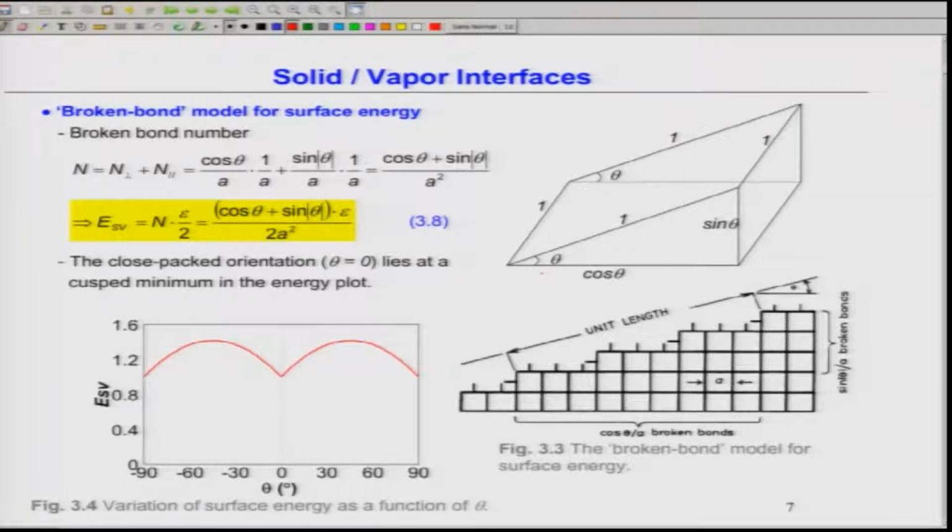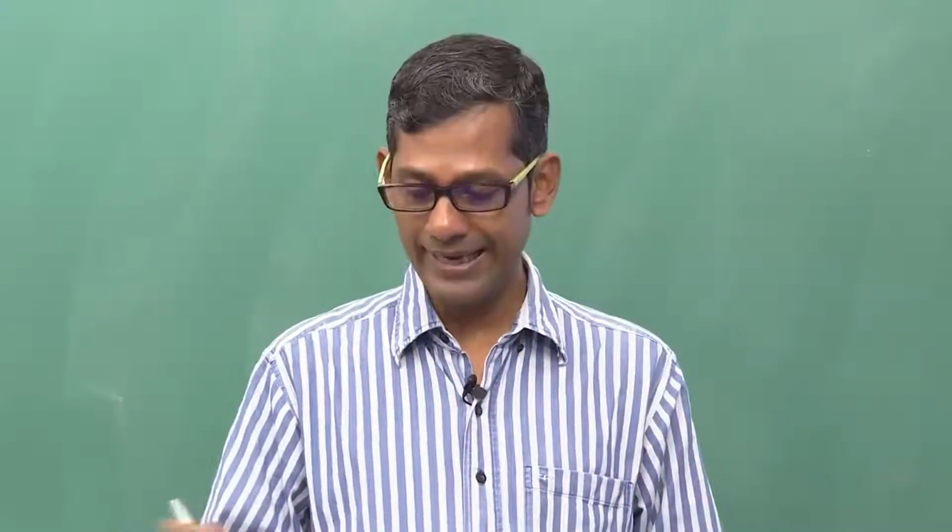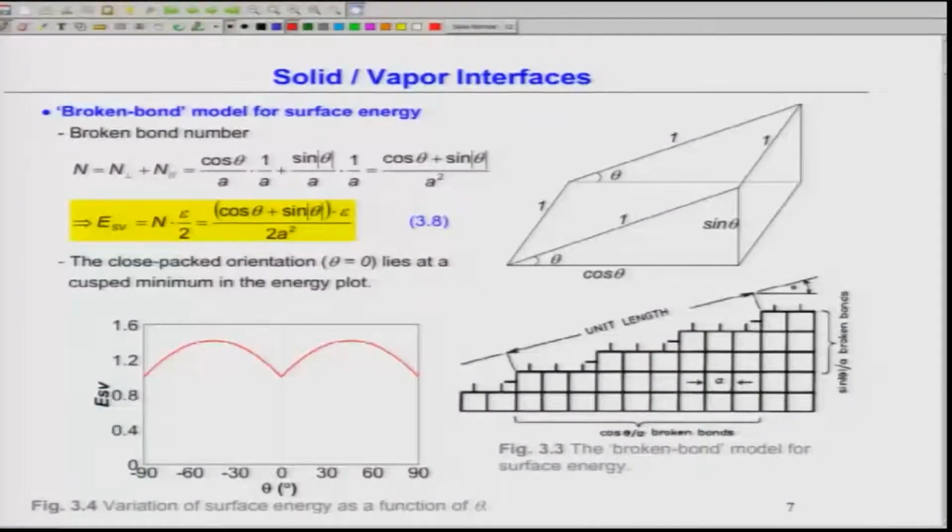So then what actually happens? The total surface energy is equal to n multiplied by epsilon by 2, and here n becomes cos theta plus sin theta by a square, so it becomes cos theta plus sin theta multiplied by epsilon by 2a square. Now that means interfacial energy is a function of theta. It is also a function of a, the distance between the planes, which is the interplanar spacing depending on whichever plane. That can change depending on the planes, but we have considered the average value of a, and epsilon is the average bond energy.